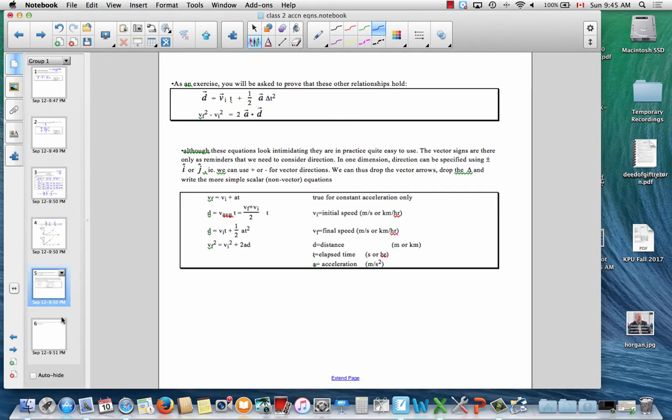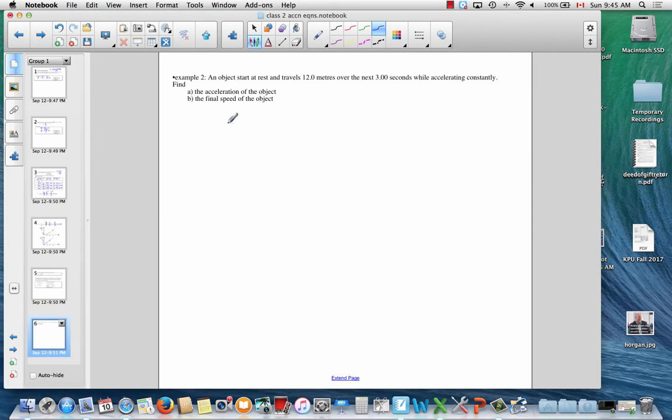Let's do a quick example. So we've got an object starting at rest. Okay, so we visualize. So that's a terrible drawing. All right. An object starting at rest. Here, we'll use the line drawing tool. Isn't that nice? And so starting at rest, rest means initial velocity is 0. If you start at rest, it travels 12 meters. Okay, so that tells us the displacement's 12 meters over the next 3 seconds. So delta t, the elapsed time, is 3 seconds while accelerating constantly.